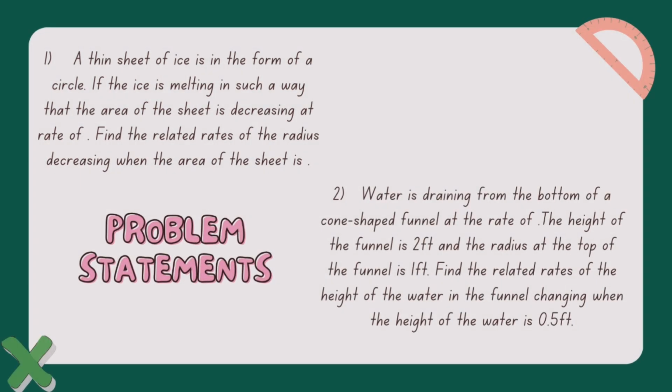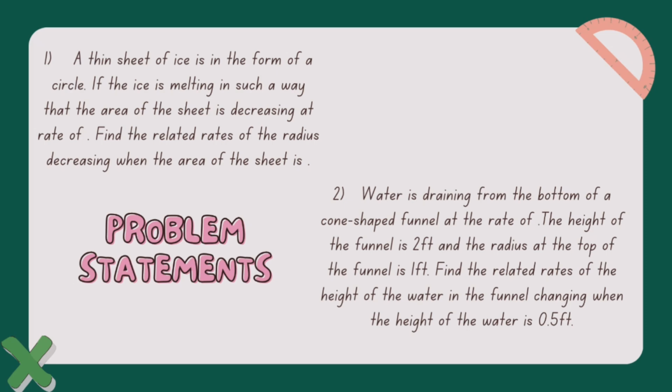Next is our problem statement. Our first problem is a thin sheet of ice in the form of a circle. If the ice is melting in such a way that the area of the sheet is decreasing at a given rate, find the related rate of the radius decreasing when the area of the sheet is a given value.